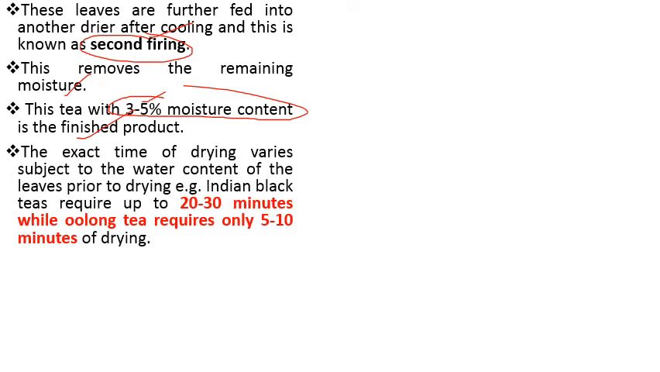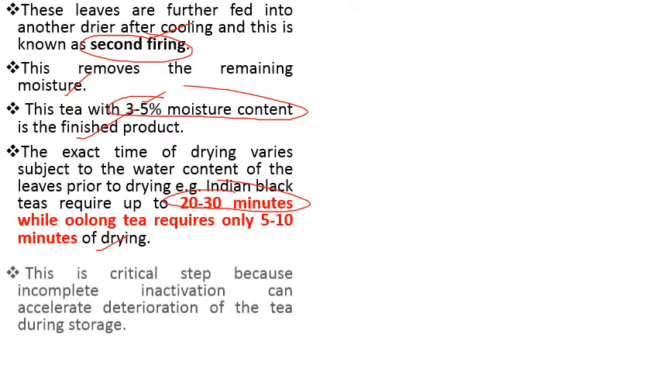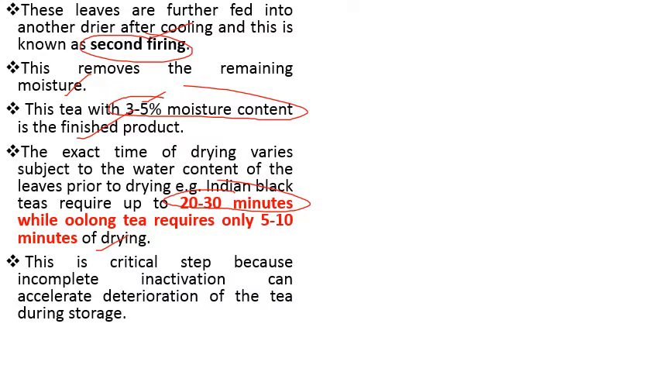The exact time of drying varies. That is subject to the water content of the leaves prior to drying. For example, Indian black tea requires 20 to 30 minutes, while Oolong tea requires 5 to 10 minutes of drying. So जो tea है उस पर भी depend करता है drying process. This is a critical step because incomplete inactivation can accelerate deterioration of tea during storage. So this step is very important.